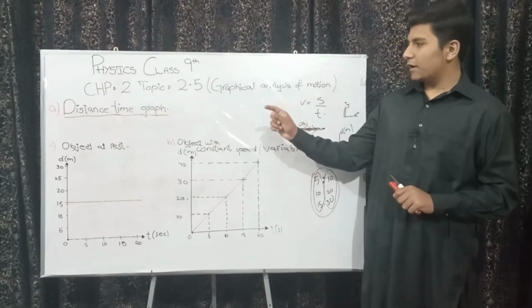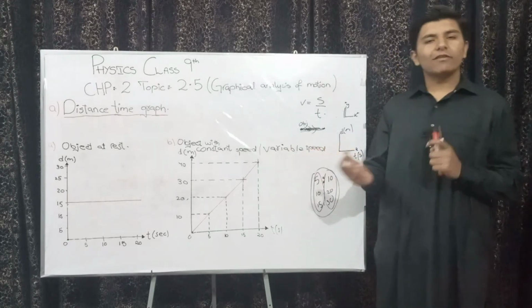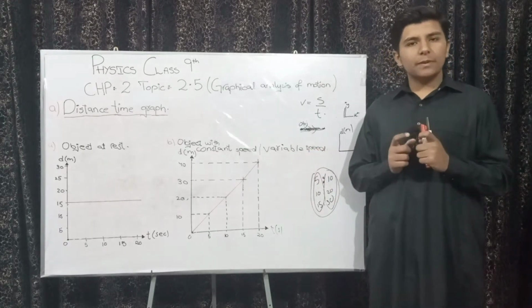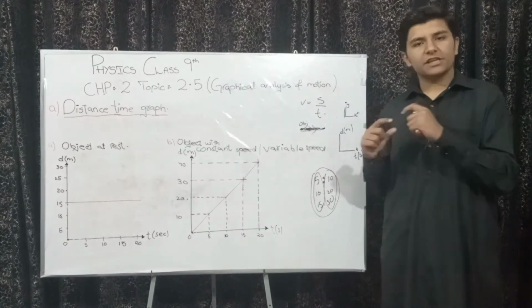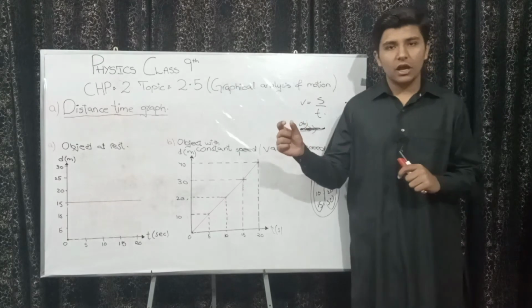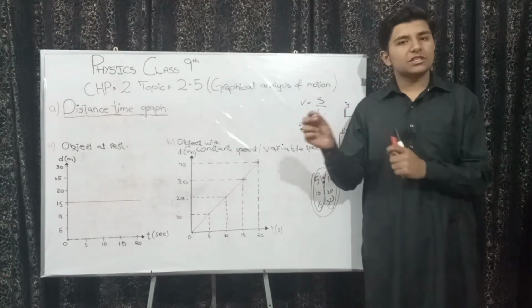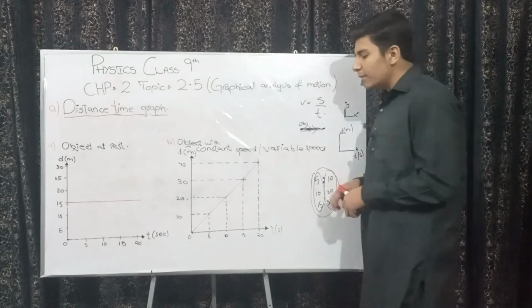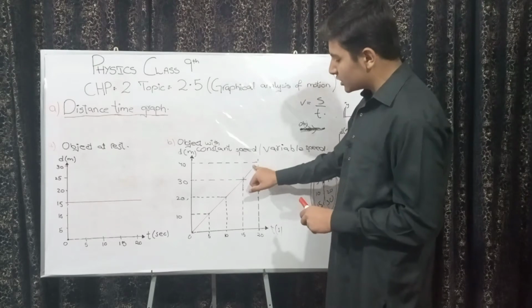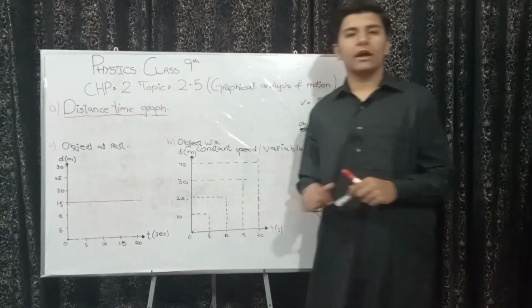So here is the last part of the distance-time graph. It says that when an object is moving with variable speed, variable speed means the ratio on both sides is not equal. For example, it's taking less time and covering more distance, or covering less distance and taking more time, meaning the ratio changes from time to time. Then it is said to be variable speed. The graph of variable speed won't be a straight sloped line. It won't be like this. It won't be a straight line.